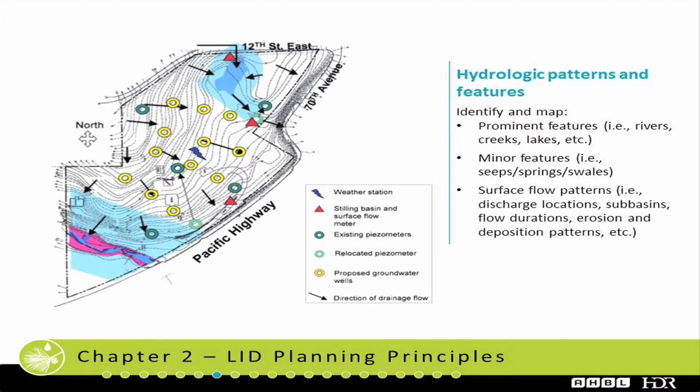We want to try to identify and map prominent features on a site. For example, if there are rivers or streams or creeks or lakes, those would be identified, characterized, and buffers would be defined. We'd also identify minor features like seeps and springs or other general drainage swales that would occur across the site. We would identify surface flow patterns, discharge locations, subbasins, flow durations, erosion, and deposition patterns.